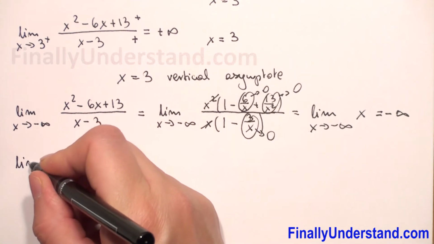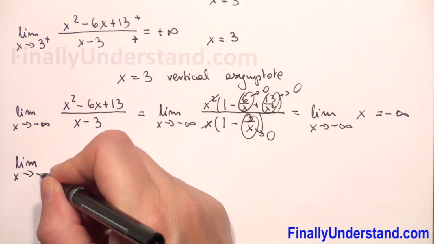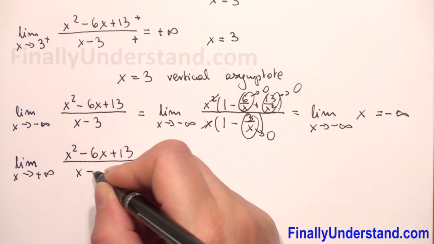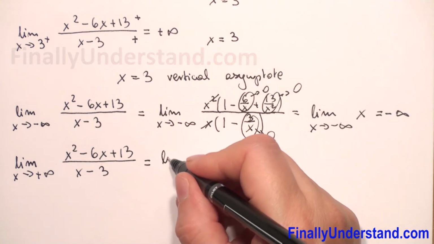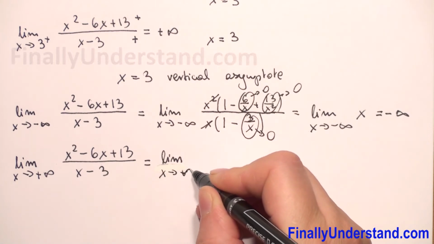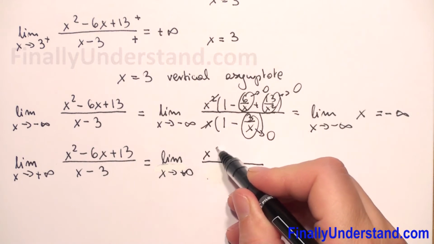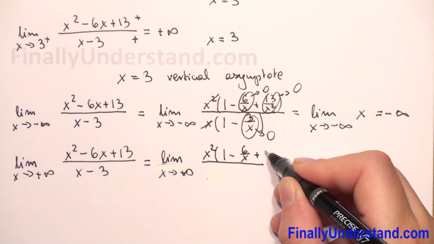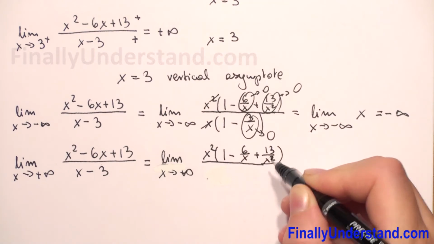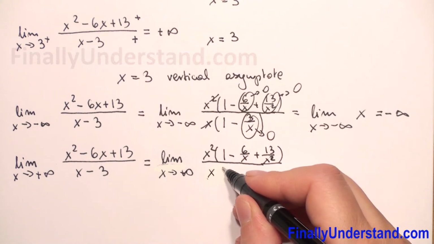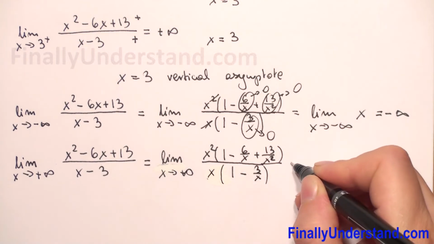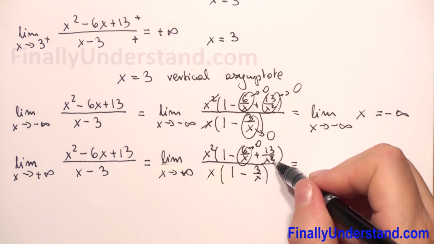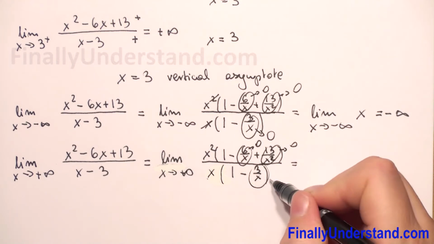Let's check what will be on the right side, the limit as x approaches positive infinity of x squared minus 6x plus 13 over x minus 3. We can factorize x squared in numerator, so we have 1 minus 6 over x plus 13 over x squared, over factorize x in denominator, so we have 1 minus 3 over x. So 6 over very large number is going to 0. 13 over very large number, because we have x squared, going to 0. 3 over very large number is 0.